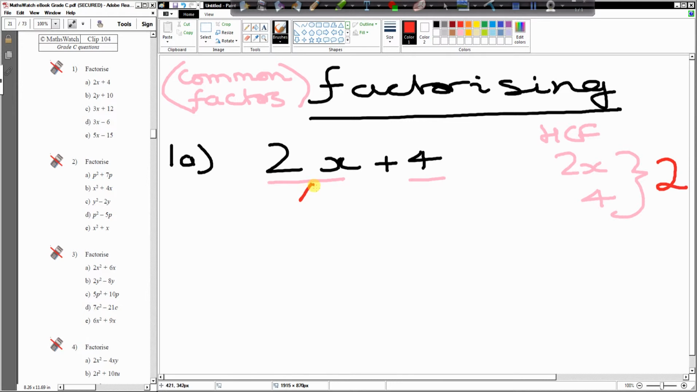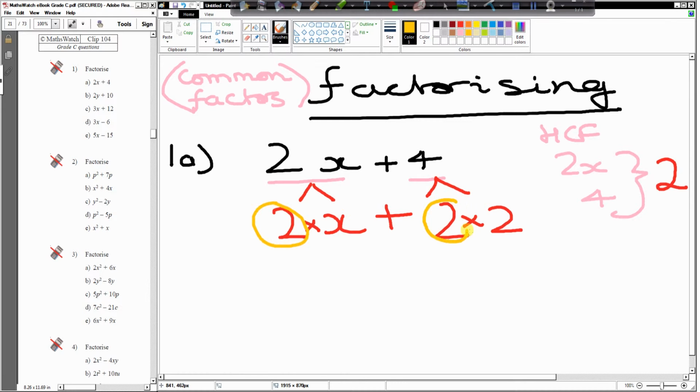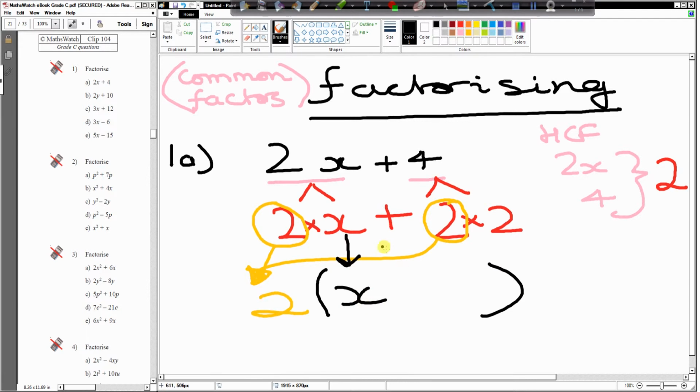Why? Because if you split this one up, 2x can be rewritten as 2 times by x, okay, plus, and the 4 can be rewritten as 2 times by 2. So once we split the numbers up into their factors, we can now easily collect the common factors, pull them to the front, okay, copy down what's left over, and we have finished the question.